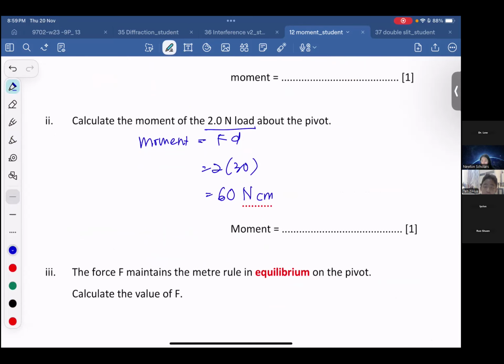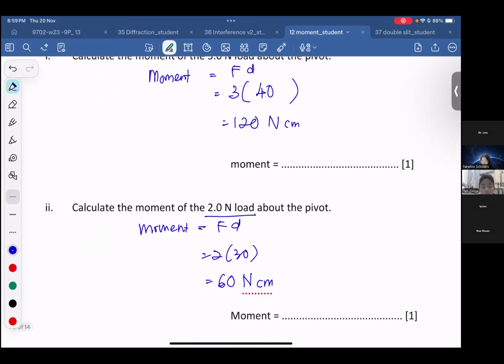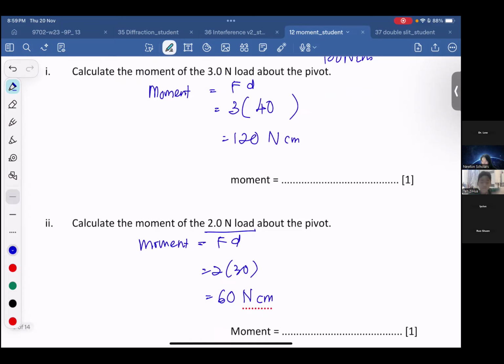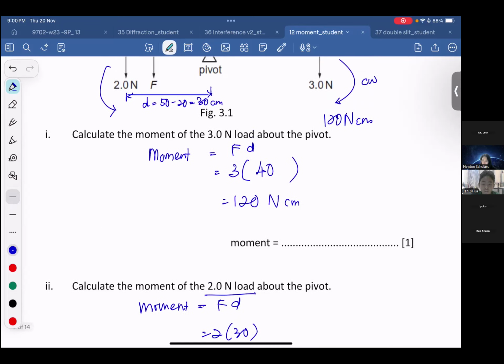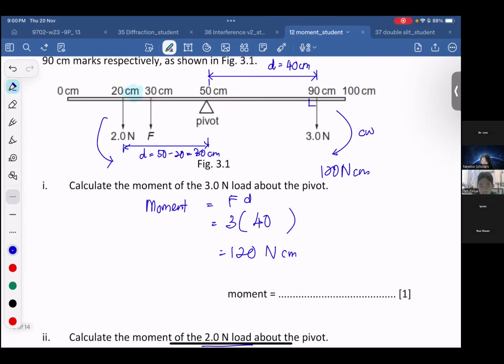Okay, dear, next. The force F maintains the meter rule in equilibrium. Calculate the F. Can you see that here is 120 Newton cm? This 2 Newton gives you 60. That means we still have not balanced it. I still need another force F to balance it. So can you try to calculate and tell me what force I need for the F in order to balance the system?